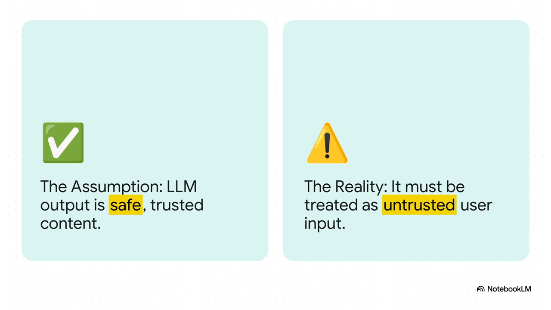On one hand, we assume the output from our LLM is safe, that it's trusted content. But the reality is, since that output can be influenced by users' prompts, we have to treat it just like any other user input, with a ton of suspicion. It's untrusted. And making that mental shift is absolutely crucial to understanding this whole vulnerability.